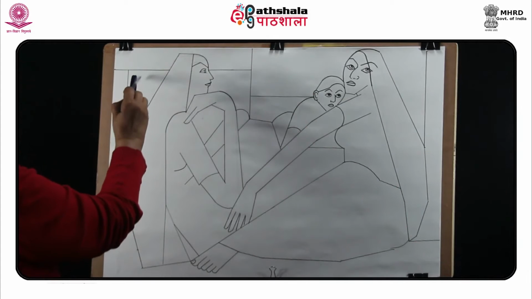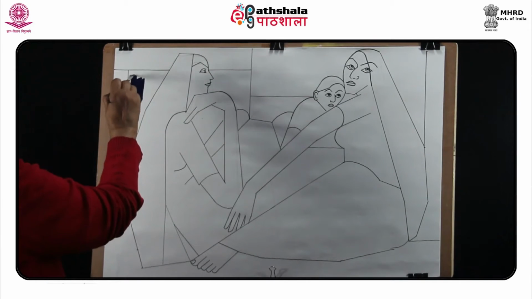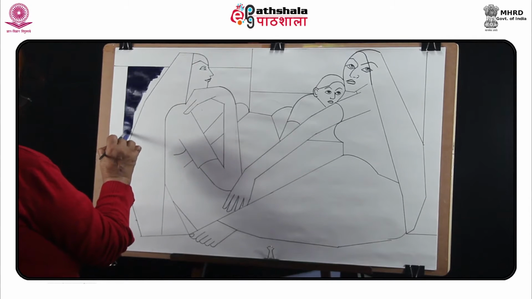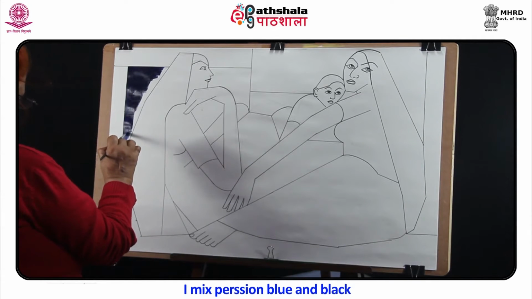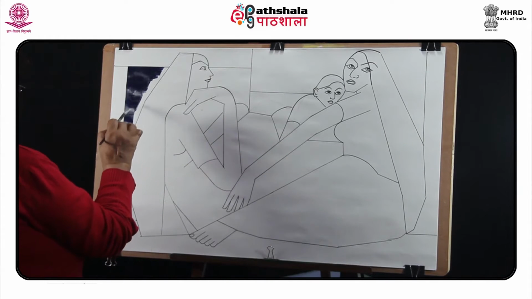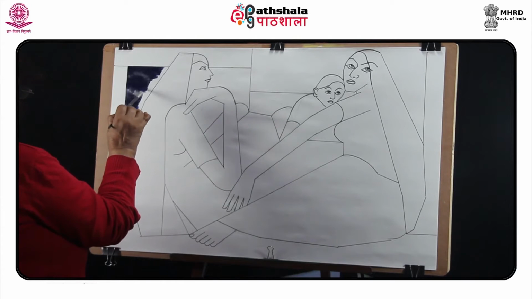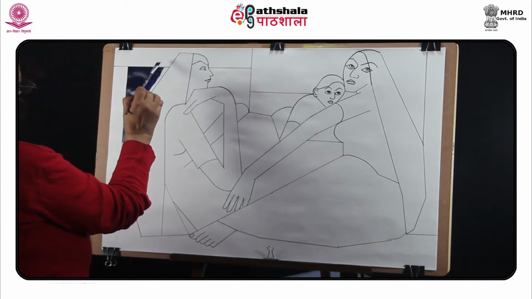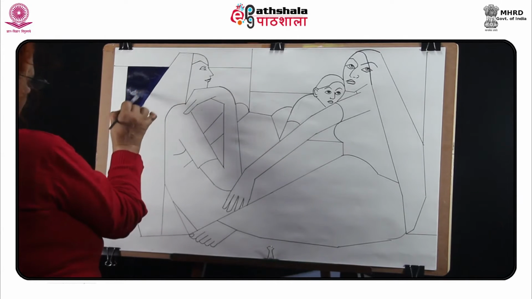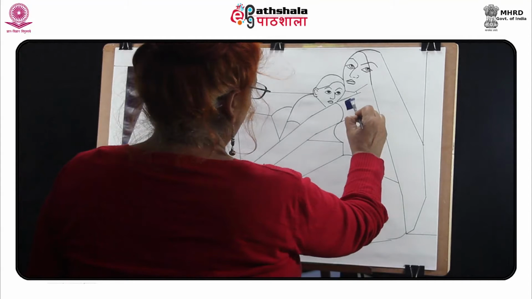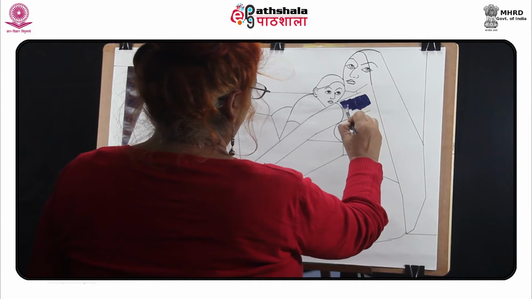I am using blue shades here. I start with dark blue. I mix Persian blue and black. In one painting, do not use so many colors if you want to use bright colors. To make the monotones, you can mix black and white to make the dark and light tones. It is better to use a color palette to mix the colors in it.